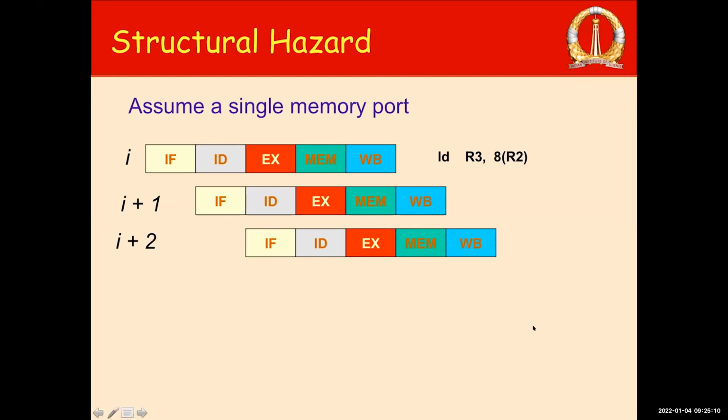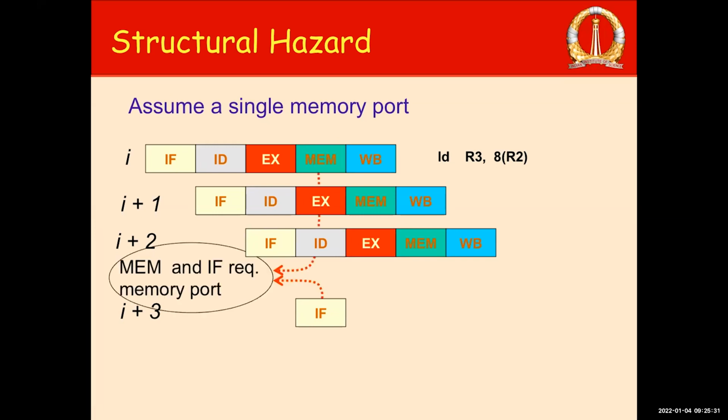Now you can see that by the time the I+3rd instruction goes to the instruction fetch stage, the ith instruction would already be in the mem stage. If both of these instructions, that is the ith instruction as well as the I plus third instruction, are going to access the memory, and there is only one memory port available, then both of them would contend for that memory port. And only one of them should be allowed to execute, and this is essentially what is called a structural hazard.